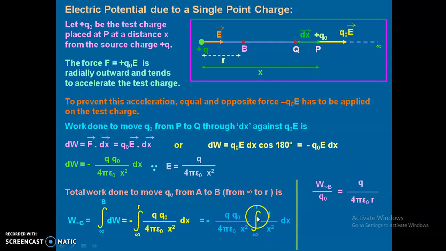After integration, we will get this particular expression, and after putting the value of limits, right? So therefore, this is the electrostatic potential formula. So therefore, V is equal to 1 upon 4 pi epsilon naught Q by R. So this is the final formula for electrostatic potential due to a point charge, single point charge, right?